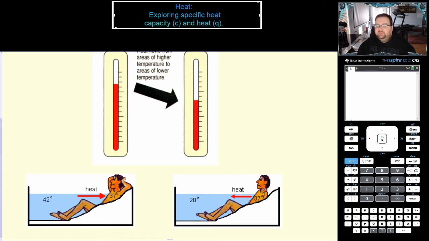If we put the same individual in a tub whose water temperature is 20 degrees this time, where will the heat go? The heat will leave his body and go to the water. So he will essentially be heating up the water. And the temperature of the water will go up and his body temperature will go down.